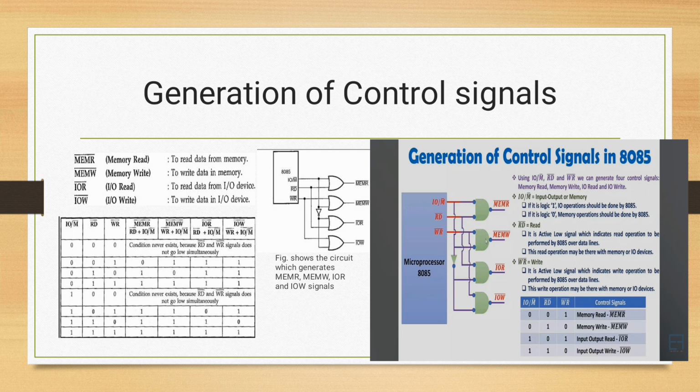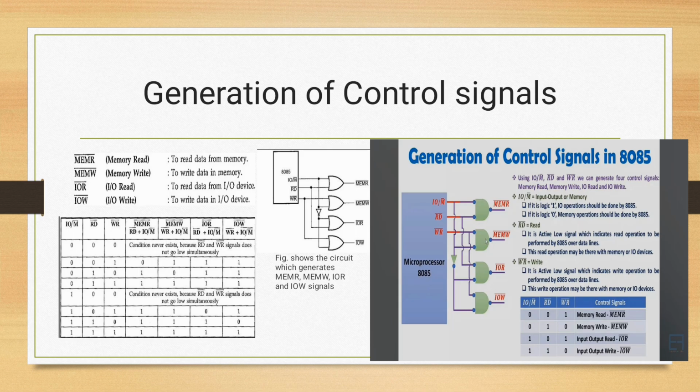So why can such operations be performed? Because all of you know that whenever the IO/M pin is 0, it will be memory related operations, otherwise it is input output related operation. So whenever we apply 001, IO/M is equal to 0, that means obviously it is memory related operation. The read pin is 0, which is also an active low pin. So the entire operation is MEMR.